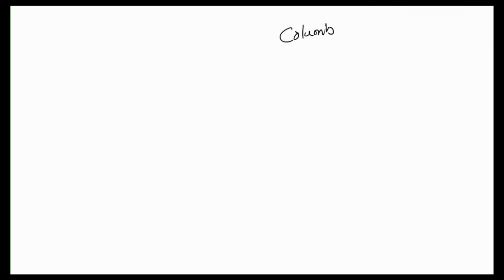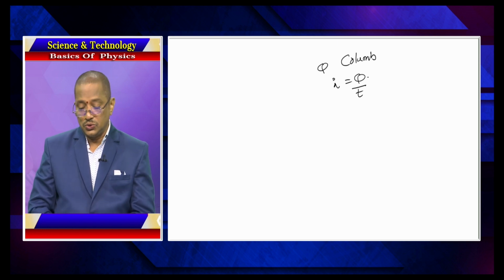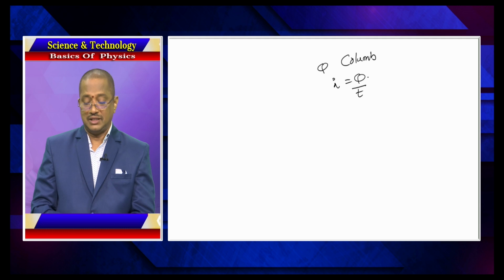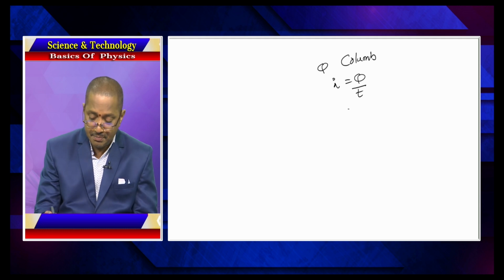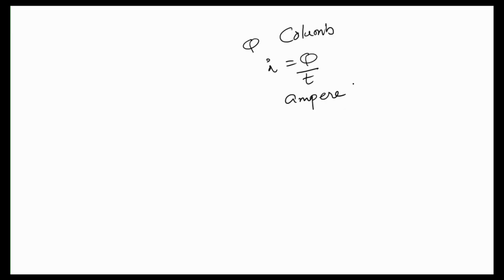If you want to represent this simply, charge is represented by Q, and the flow of free electrons, I, is equal to Q by T. The unit for charge is coulomb, T is time, so coulomb per second, and the unit for I is ampere. To measure the current in a conductor we use the ammeter. The ammeter is the instrument we generally use.